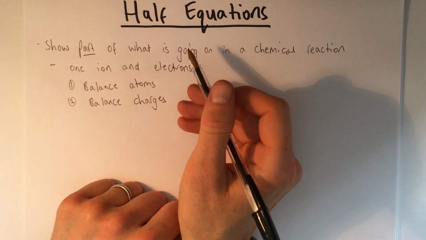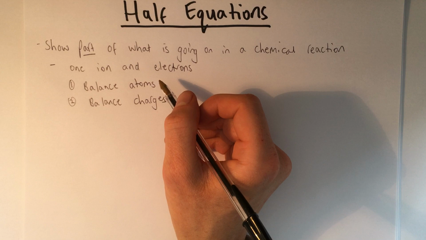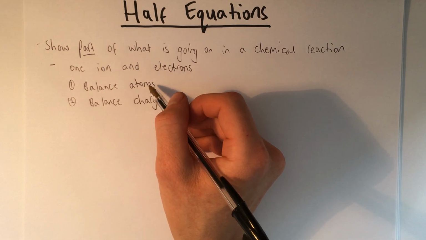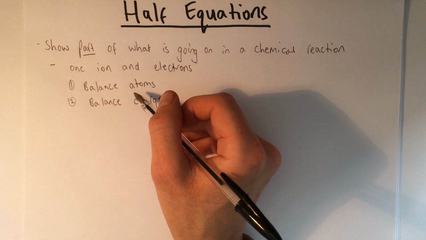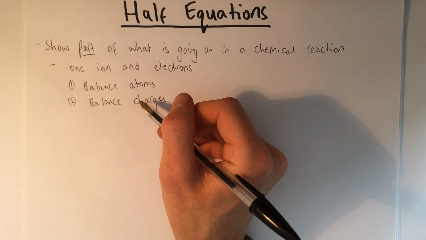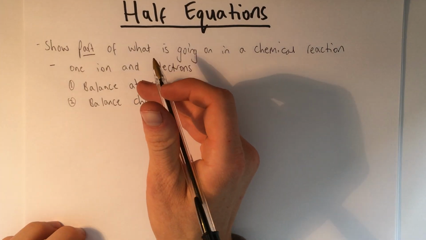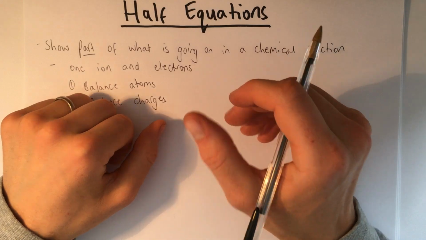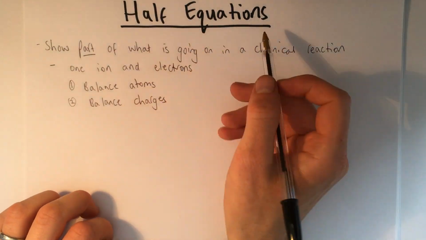They're just like normal simple equations in that we'll need to balance them. And the first thing we need to do is balance the atoms. And once we've done that, because these show charges, we need to balance the charges. For normal reactions, we don't need to do that because they don't show charges, but half equations do.